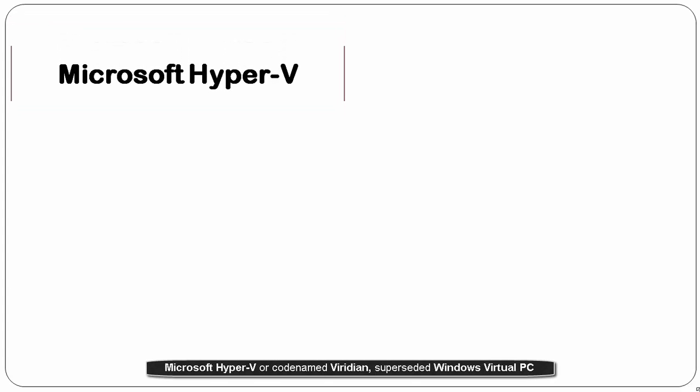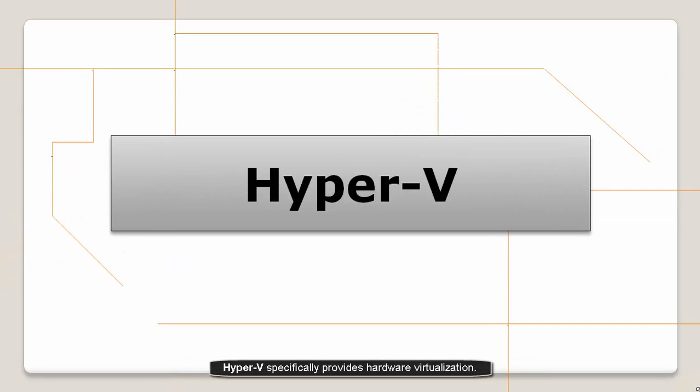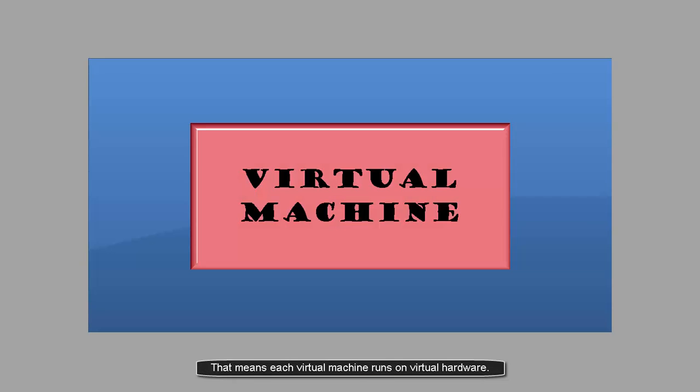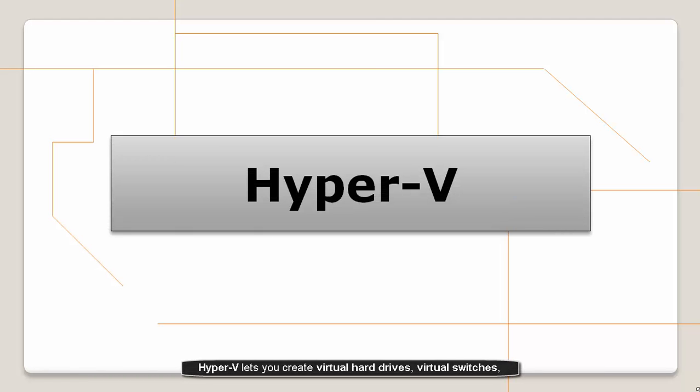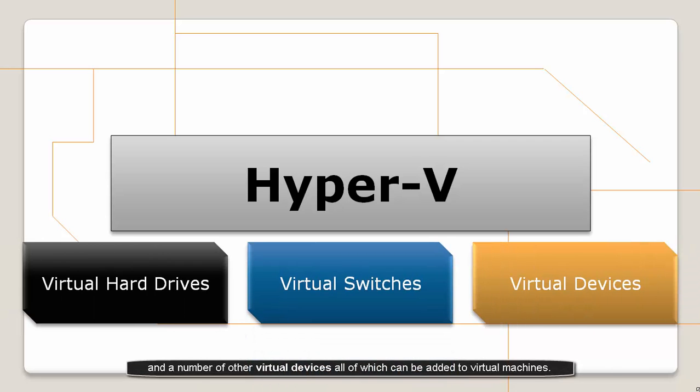Microsoft Hyper-V, codenamed Viridian, superseded Windows Virtual PC as the hardware virtualization component of the client editions of Windows NT. Hyper-V specifically provides hardware virtualization. That means each virtual machine runs on virtual hardware. Hyper-V lets you create virtual hard drives, virtual switches, and a number of other virtual devices, all of which can be added to virtual machines.